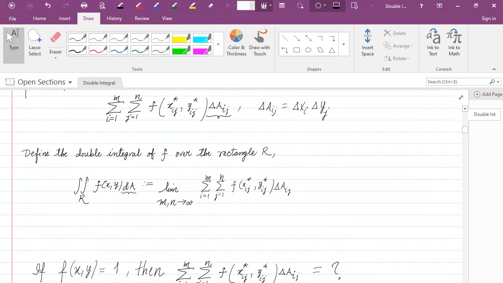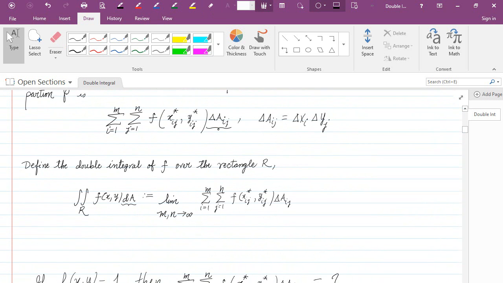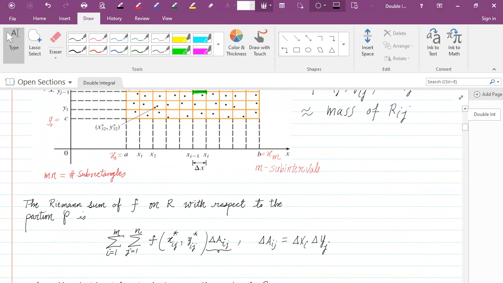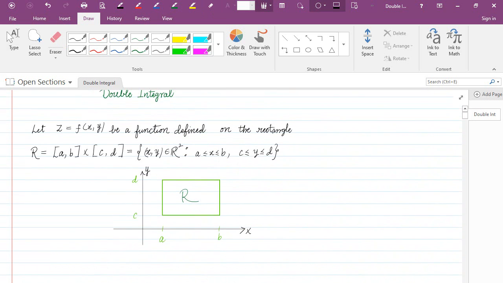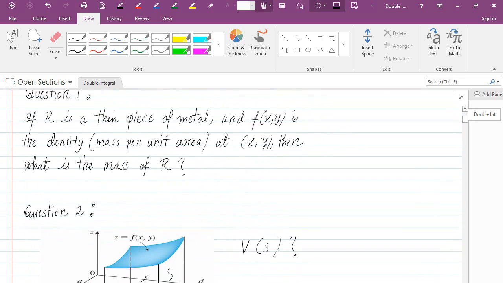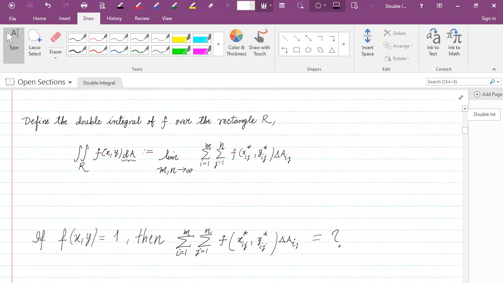Okay, so then we have answered our first question in the previous video, which is how do we calculate the mass of the rectangle R if f of x, y is the density function. And the answer is that the mass is given by this limit of this Riemann sum, and we are defining this limit to be the double integral of f over R.